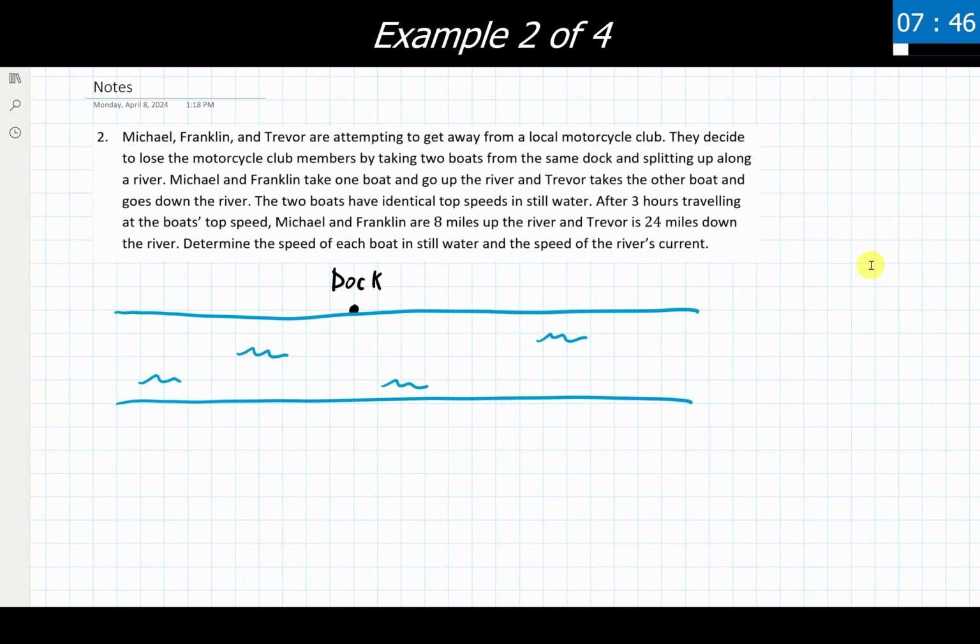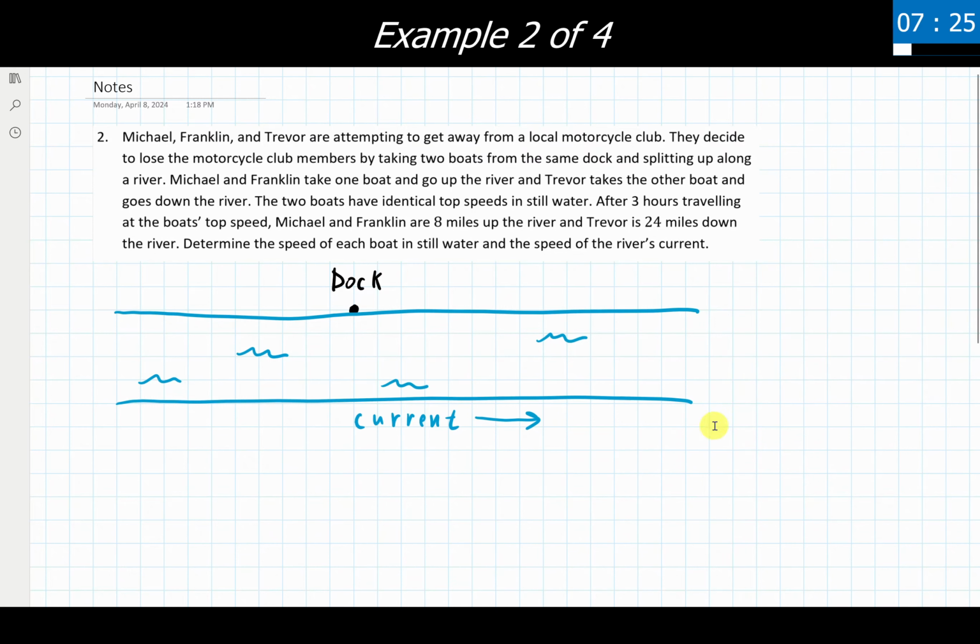So we want to determine from that dock which way the river's current is going. It doesn't sound like it really matters which way we label it, but the river's going to have a consistent current. So we'll just put something like this. The current is traveling in that direction there, so it's going from left to right on our screen.